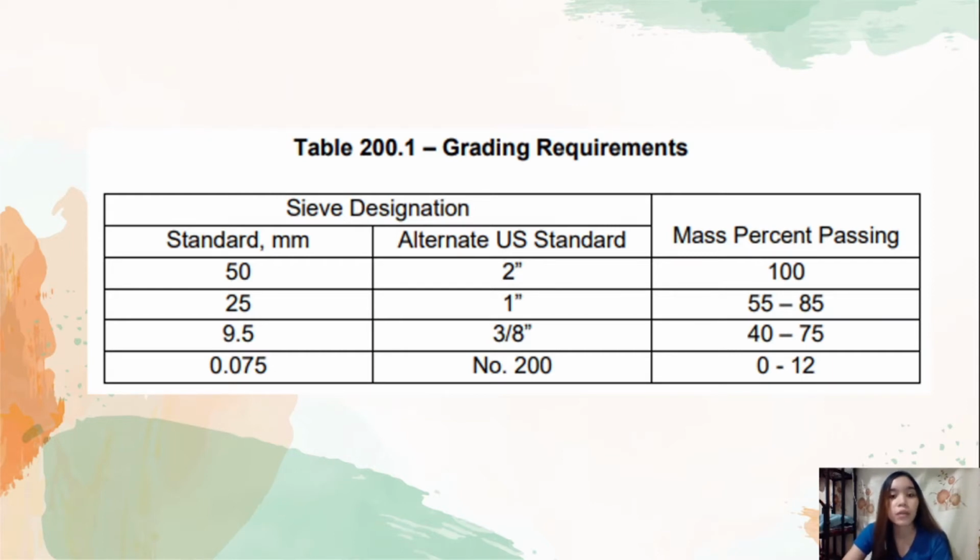So this is the table for grading requirements. As you can see here, you have the sieve designation and the mass percent passing. For a 50 millimeter sieve, the mass percent passing is 100; for 25 it is 55 to 85; for 9.5 it is 40 to 75; and for 0.075 it is 0 to 12 percent passing.